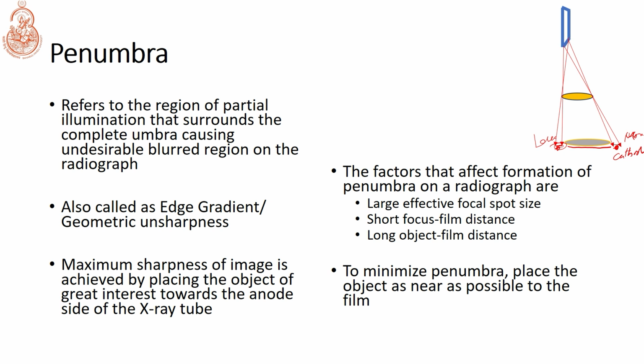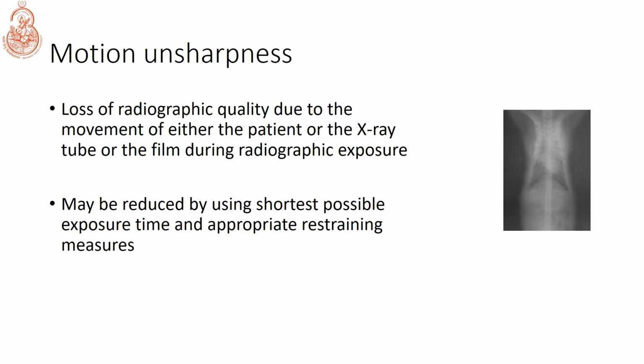The factors that affect the formation of penumbra on a radiograph are a large effective focal spot size, a short focus film distance, and a long object film distance. To minimize penumbra, place the object as near as possible to the film. If we place the object as close as possible, we can reduce this effect of penumbra or the edge gradient.